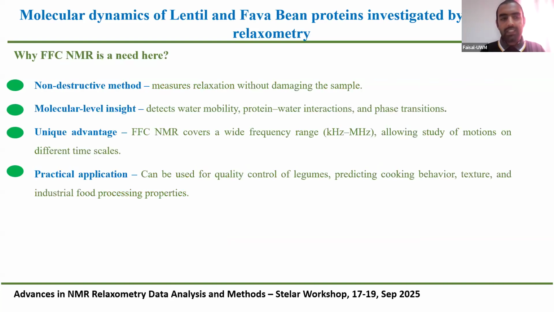And why is FFC needed here? The big advantage of fast field cycling NMR is that it is a non-destructive method. It measures relaxation without damaging the sample, and gives us molecular-level insight, detecting water mobility, protein-water interactions, and also phase transitions. The unique advantage of FFC NMR is that it covers a wide frequency range from 10 kilohertz to 10 megahertz, overlapping maybe at 20 megahertz, allowing study of motions on different time scales. Practical applications include quality control of legumes, predicting cooking behavior, texture, and industrial food processing properties.